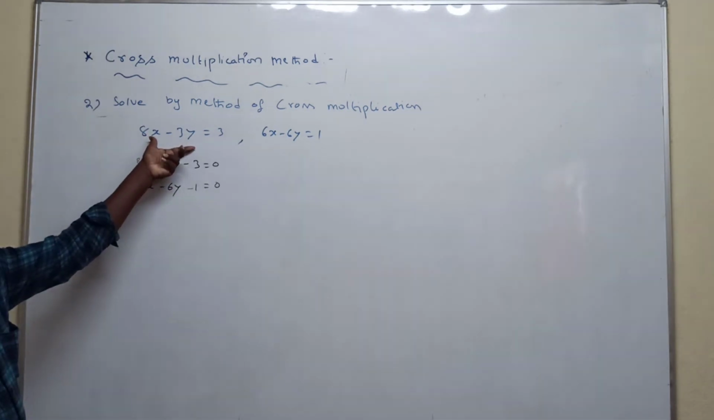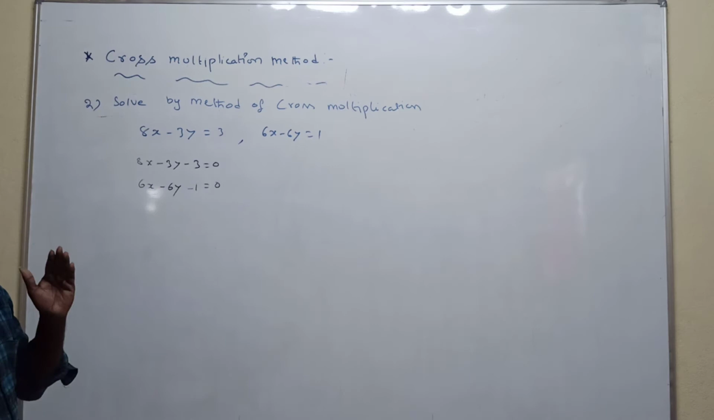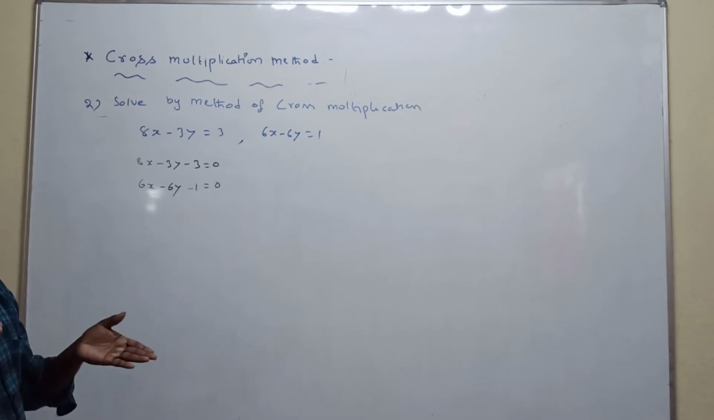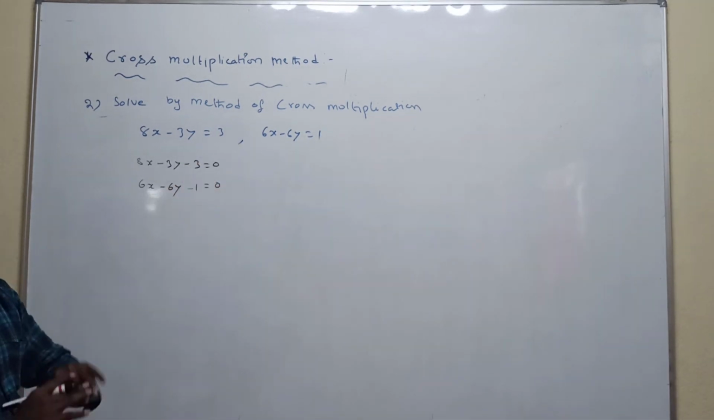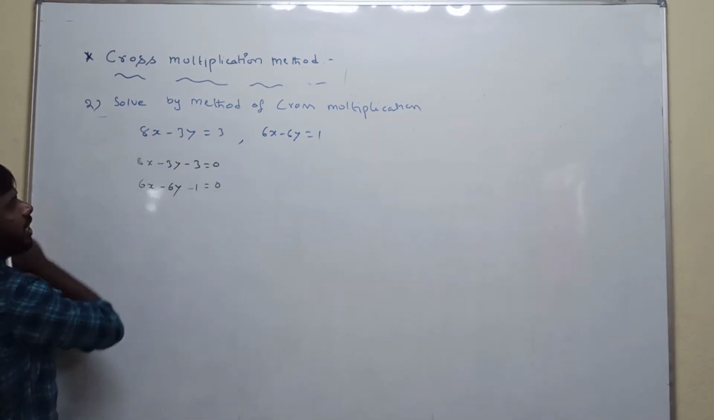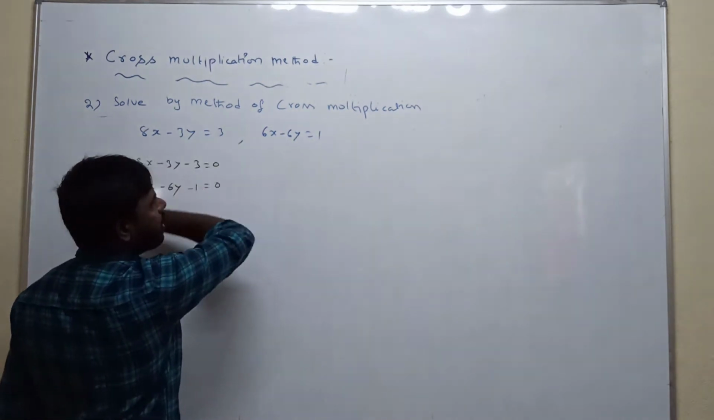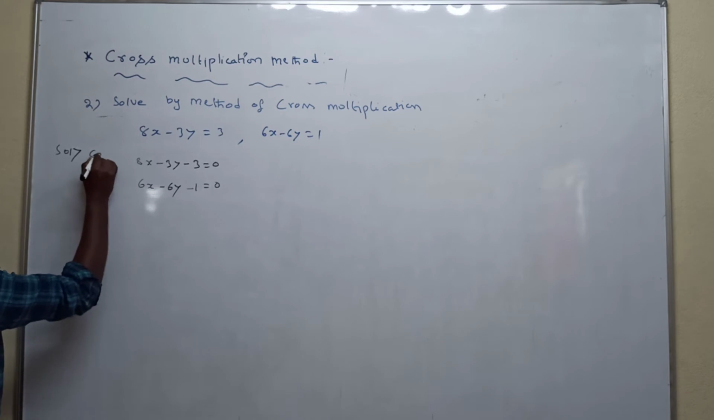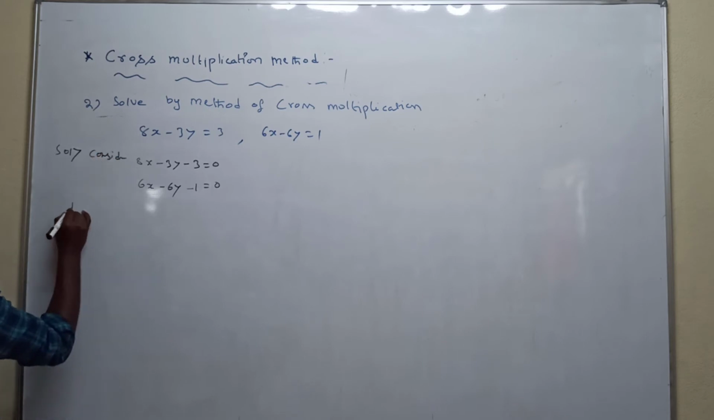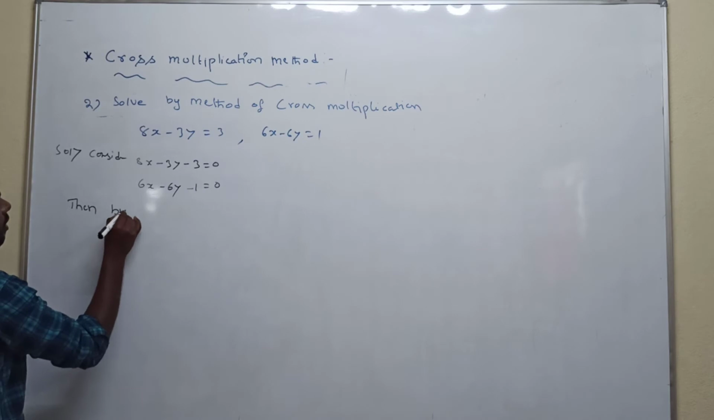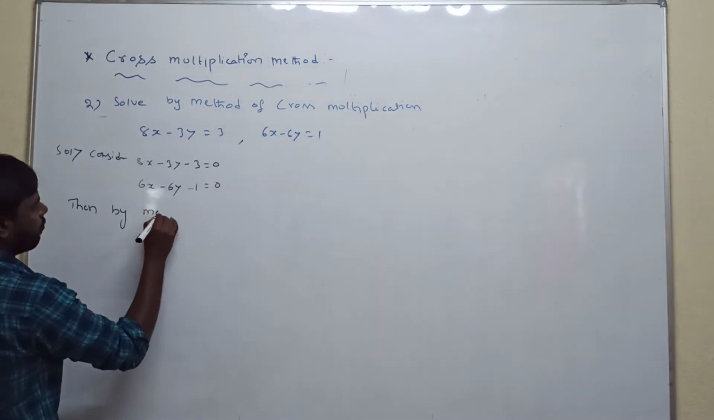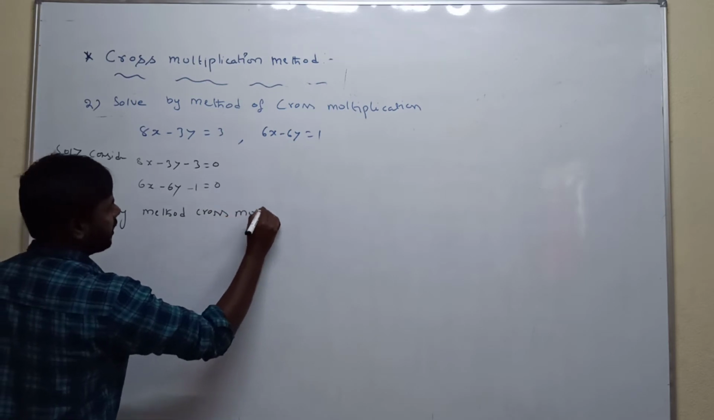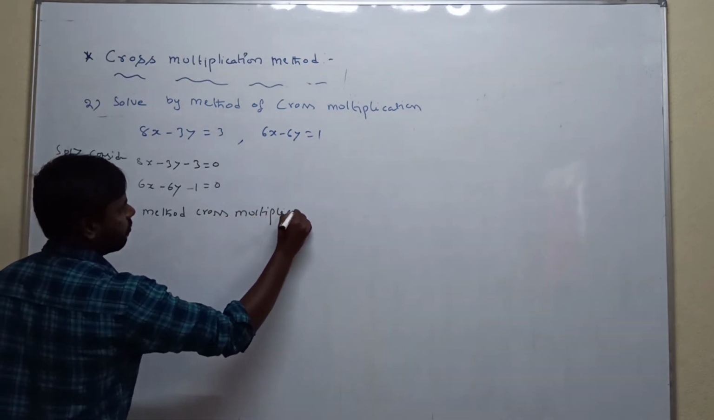Here the given equations are in the form of a1x plus b1y plus c1 is equal to 0, a2x plus b2y plus c2 is equal to 0. That's why both equations are rearranged in this form: plus 3 take this side minus 3, second equation plus 1 take this side minus 1. So, solution: what are the given equations? Consider the two equations. Then applying the method of cross multiplication. Very easy.